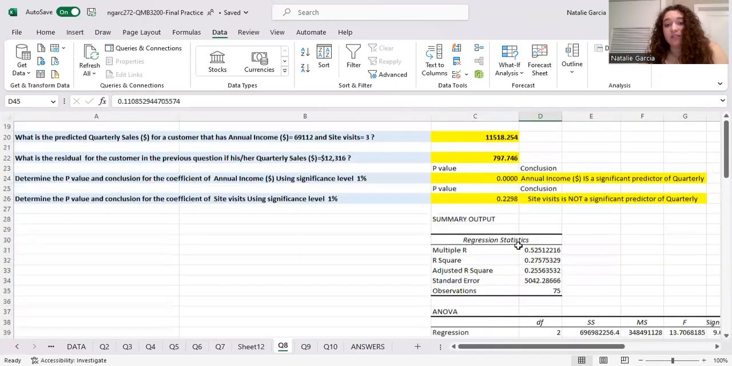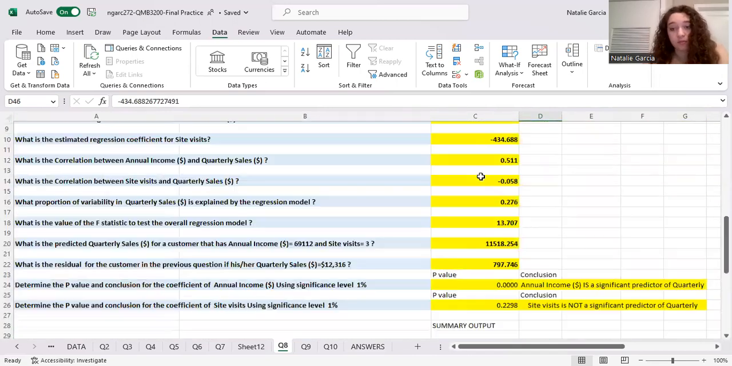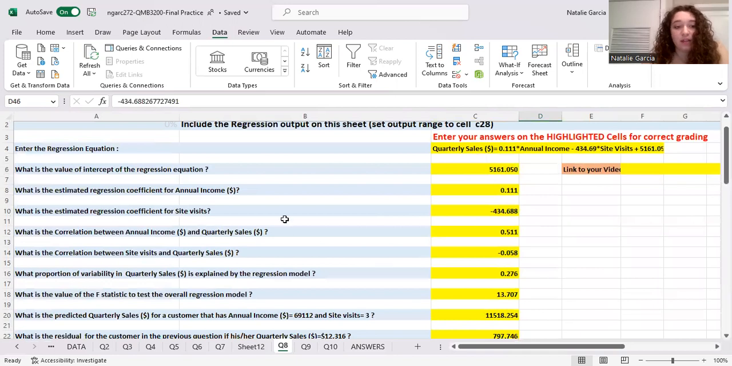And then for site visits, it's going to be D46. All of this is directly from the summary chart. Then for correlation, this is not directly from the chart. You are going to have to use a function. It's going to be the correlation function. We had done that in a previous problem.